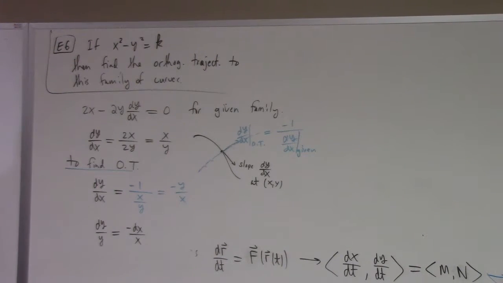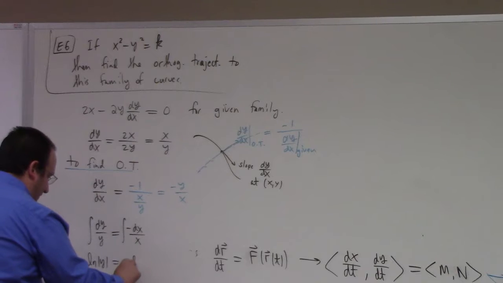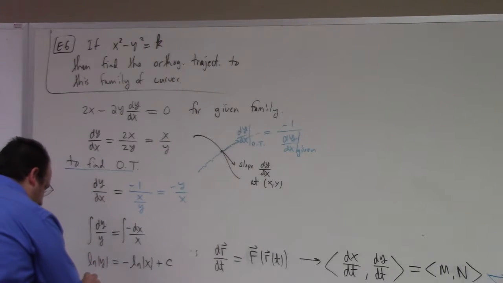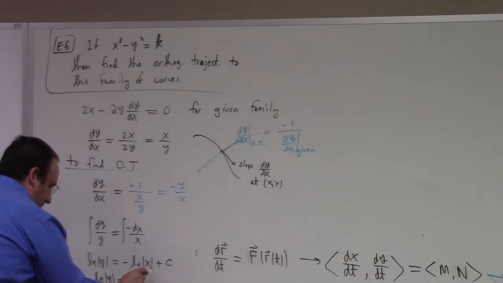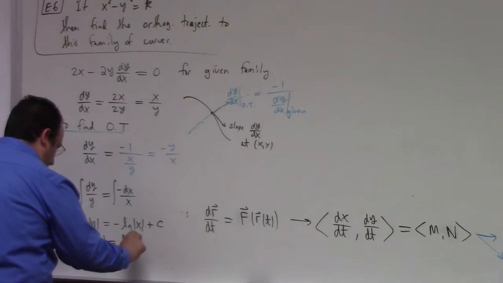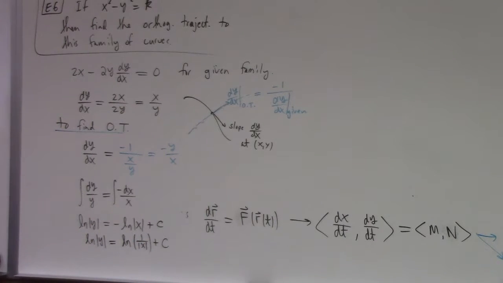Which gives me what? Well, integrate both sides. Natural log absolute value of y equals minus the natural log of the absolute value of x plus a constant. So this gives me the natural log of the absolute value of y equals the natural log of 1 over the absolute value of x plus a constant, right? Bringing the minus inside to make the argument reciprocal. And so then what? I can solve for y, right?